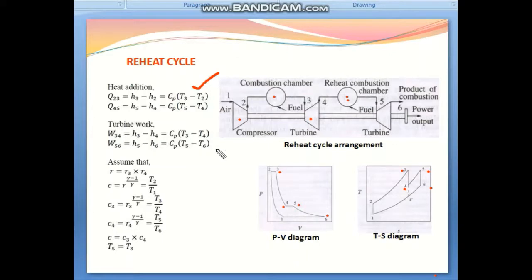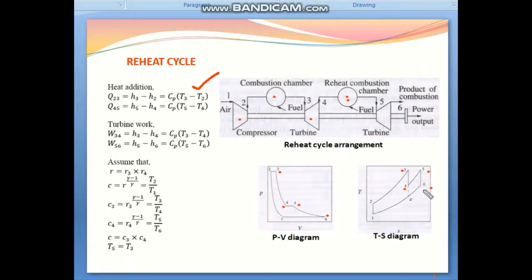And since there are two turbines present, we can write W3-4, that is H3 minus H4, or Cp into (T3 minus T4). This is the turbine expansion process. And again W5-6, or H5 minus H6, that is Cp into (T5 minus T6).